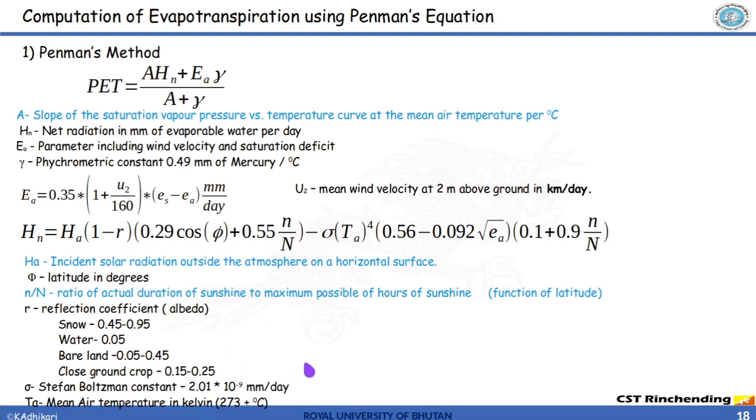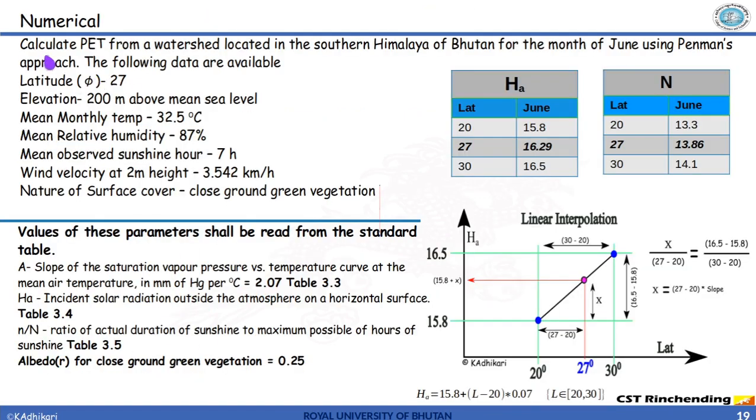So with this, let's solve a numerical. The question states, calculate potential evapotranspiration from a watershed located in southern Himalayas of Bhutan for the month of June using Penman's approach. The following data are available. The latitude is given to us, it is 27 degrees. Elevation is also given, which I don't think we'll have to use. A mean monthly temperature is given as 32.5 degrees centigrade, but please note that we have to use this in degree Kelvin. Relative humidity is given as 87%.